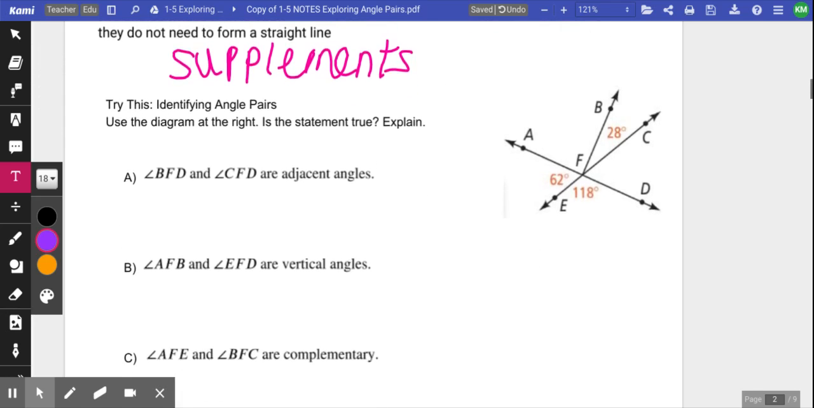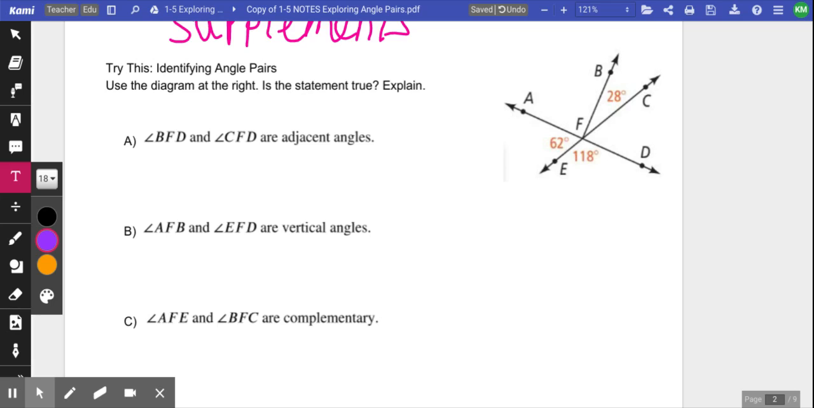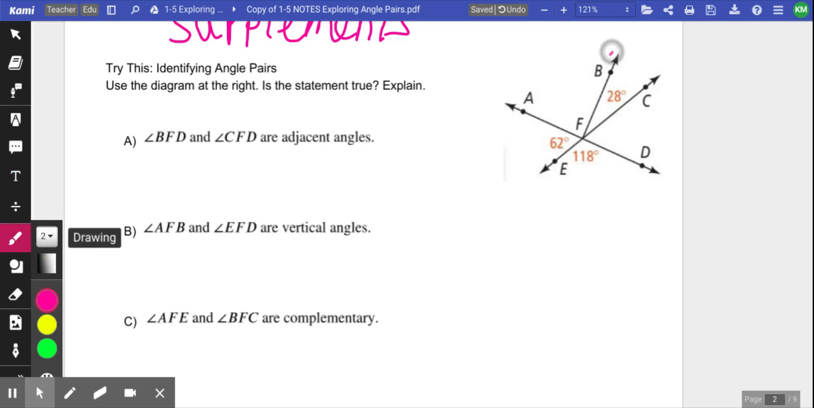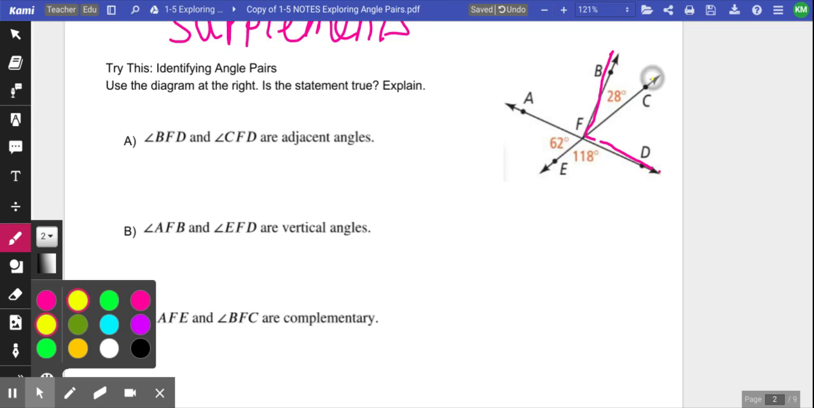We say that we have here angle BFD. So I'm going to trace angle BFD, and angle CFD. So we ask, are these angles adjacent? So take a look. Are they adjacent angles? So that means that they have a common vertex, a common side, but they shouldn't have any common interior points. And if you take a look, that's an issue because C is in the interior of angle BFD. So these are not adjacent angles.